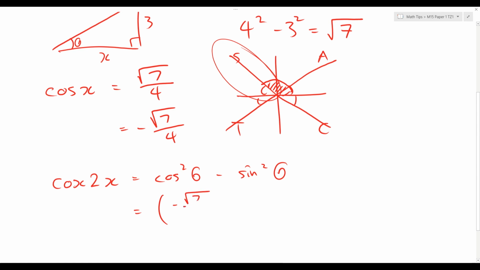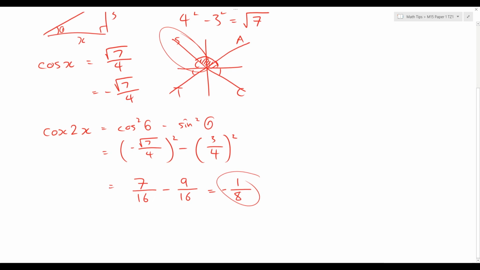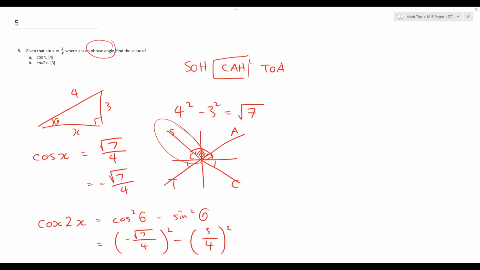So we have cosine squared theta, so we're going to go for minus root 7 over 4 squared, minus 3 over 4 squared. Alright, so what we're going to get is 7 over 16 minus 9 over 16, which is simply minus 2 over 16, or minus 1 over 8. That is it. So simply cos 2x is just minus 1 over 8. And this is done, okay?